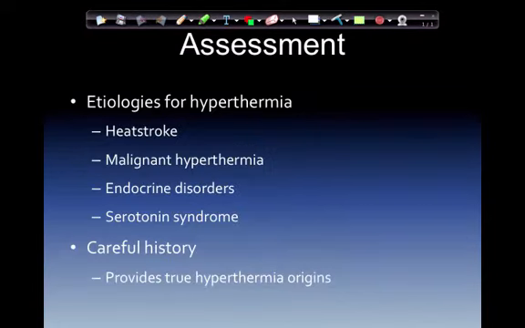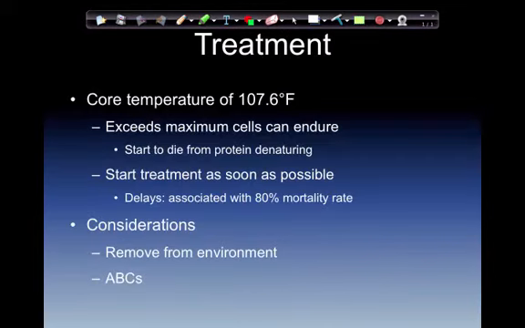Assessment: etiologies for hyperthermia. The things that cause them: heat stroke, malignant hyperthermia, endocrine disorders, things like hyperthyroidism, and then serotonin syndrome. Drug overdose is probably our easiest pathway there, but anybody that takes serotonin-based medications could possibly find themselves in this category. Take a careful history to determine true hyperthermia origins or figure out what got them there.